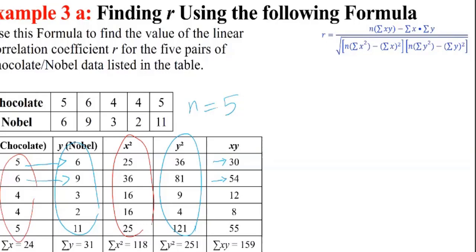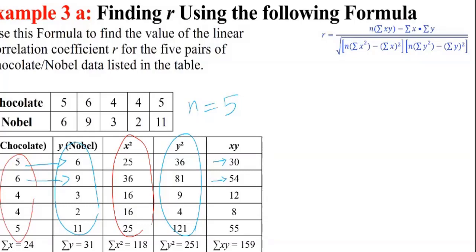5 times summation of xy is 159 minus summation of x is 24 times summation of y is 31, over the square root of n summation of x squared is 118 minus summation of x is 24 squared. We close the brackets, and in the new brackets, n is 5 times summation of y squared, which is 251, minus summation of y, which is 31 squared. Do the math, you come up with the answer, 0.795.